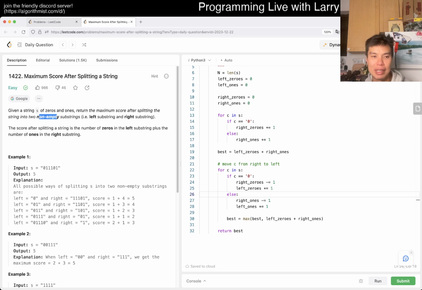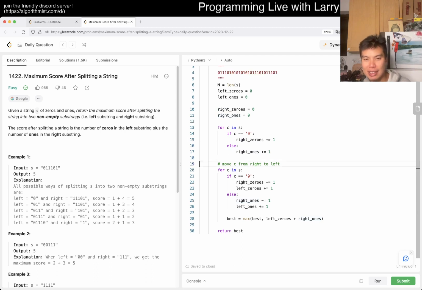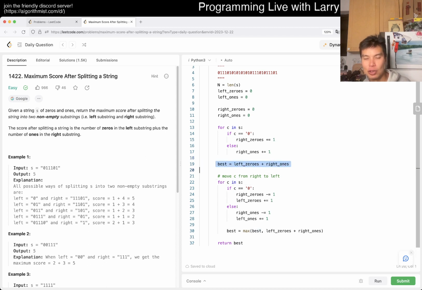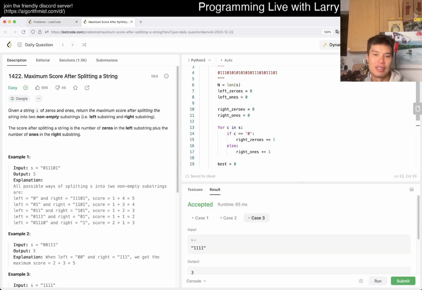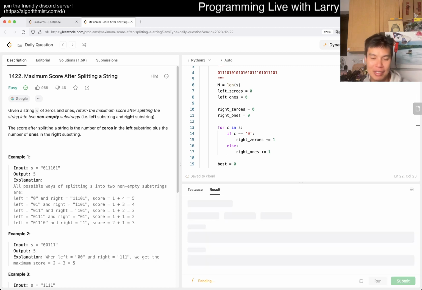Oh, they have to be non-empty. Okay, so I messed up here because I didn't realize they have to be non-empty. So that means we don't do this, and also we don't do the last character, because the last character has to be on the right side. This assumes that there are no characters on the left side, so that's why we remove it. But actually, I guess we have to set it to 0 or something. Yeah, I did not read the problem fully, but you get the idea.